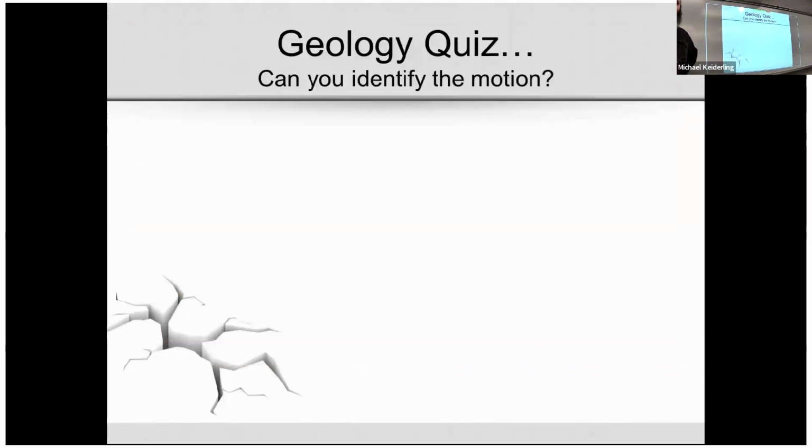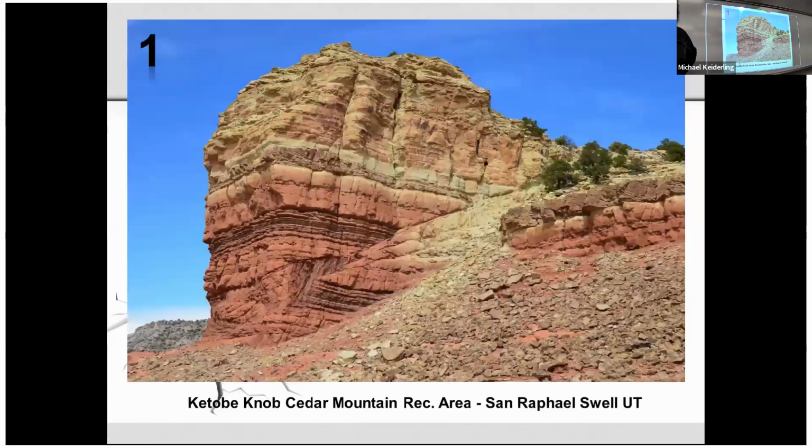So let's take a little quiz. Can you identify the motion in these next 5 images? Feel free to pause the video between each image. Number 1 is Katobe Knob, located in the Cedar Mountain Recreation Area in the San Rafael Swell in Utah.